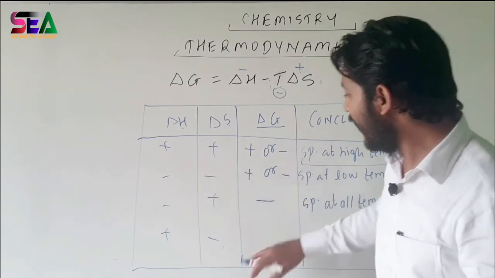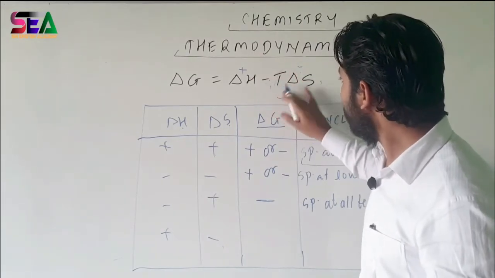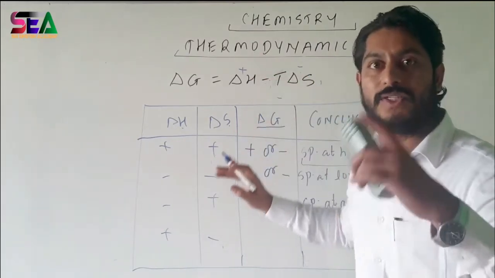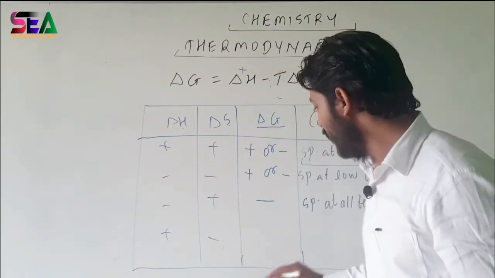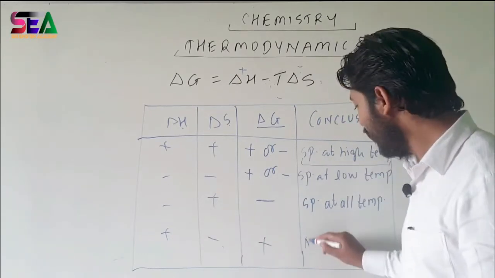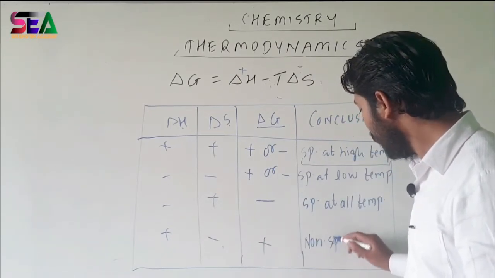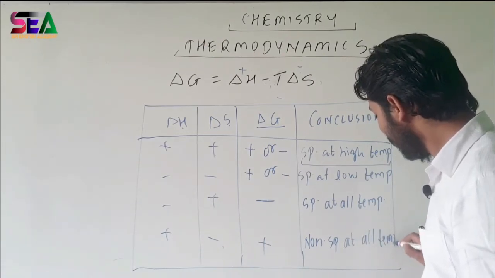Fine? And if I take the last situation into account, positive and negative, the product of two negative entities is a positive value and the summation of two positive values is always positive. So the value of Gibbs energy will be positive for the last set. Hence I can say the reaction is non-spontaneous at all temperatures.